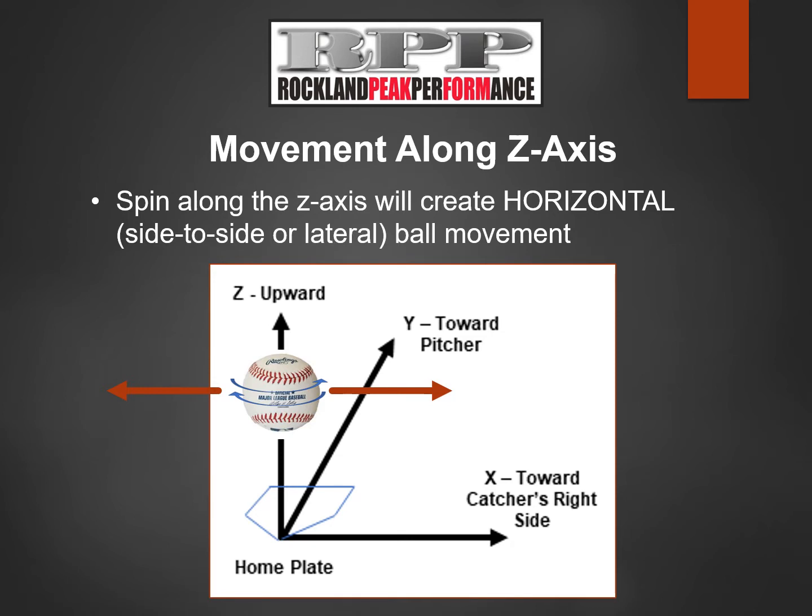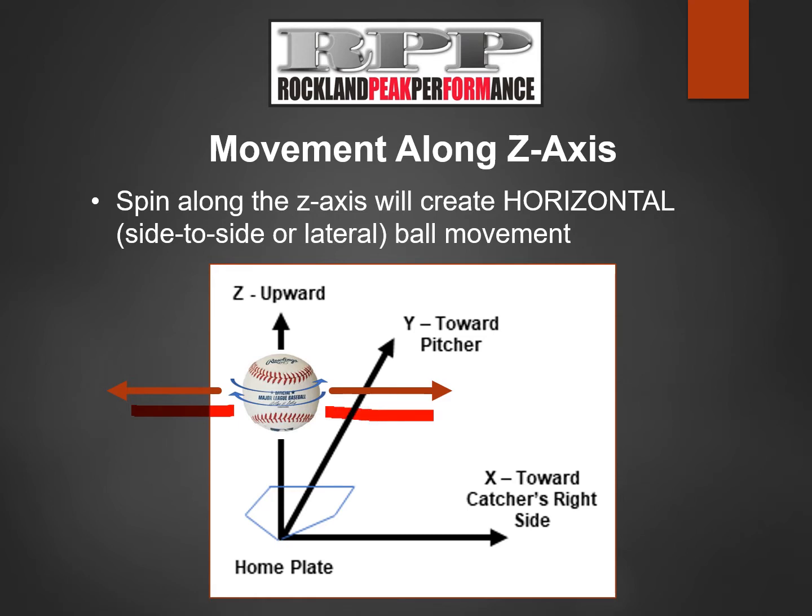Here we have spin along the z-axis. This type of spin leads to side or lateral movement on a baseball. A ball that spins to the left along the z-axis will move towards the left. This is basically due to the Magnus force we reviewed earlier. A ball that spins to the right will move to the right.